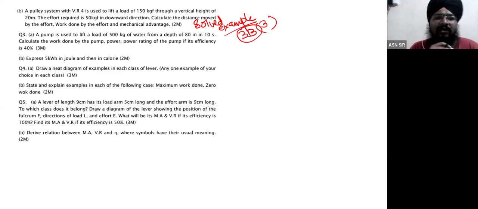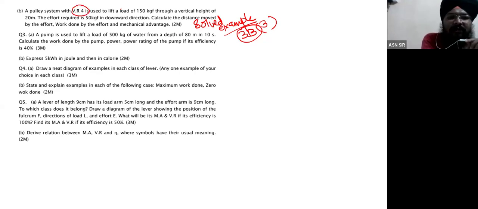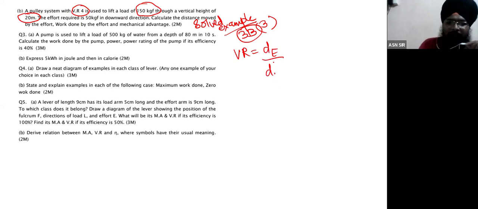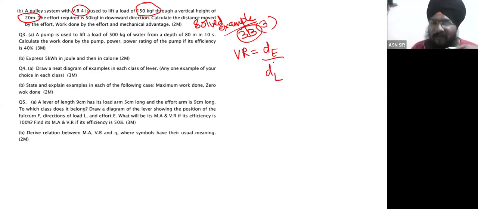First, you need to find the distance moved by the effort, work done by the effort, and the mechanical advantage. So three things are supposed to be found. First, velocity ratio is given as 4. Load is given as 150 kgf through a vertical height of 20 meters. We know that velocity ratio is distance moved by effort upon distance moved by load, dE upon dL.